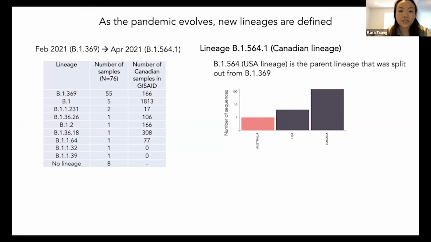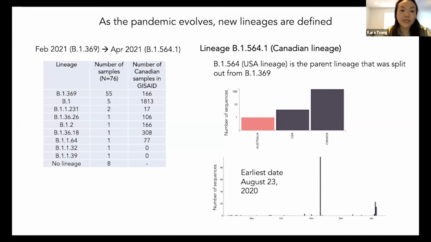And then in the next graph, we see the number of sequences on the y-axis, as well as the timeline at which these sequences were found. And so the earliest date of this B.1.564.1 lineage sample was found on August 23rd, 2020.